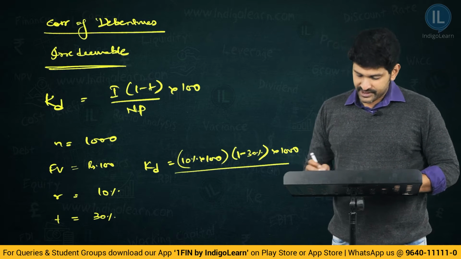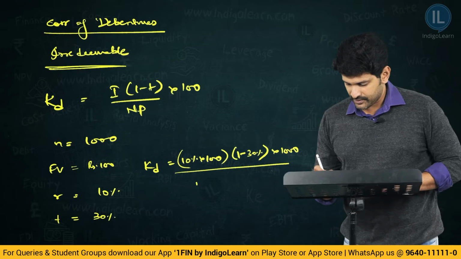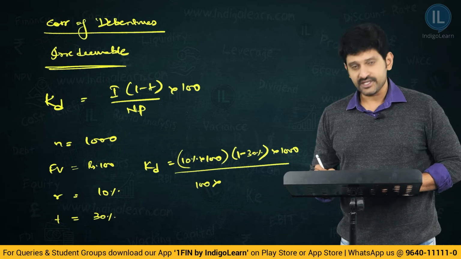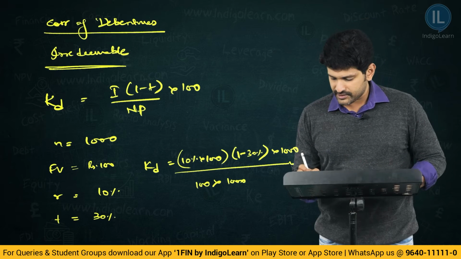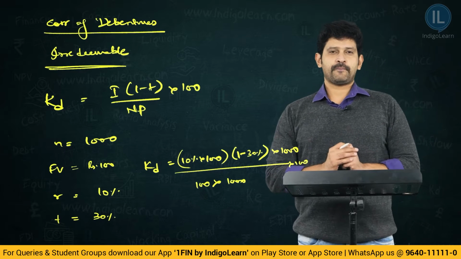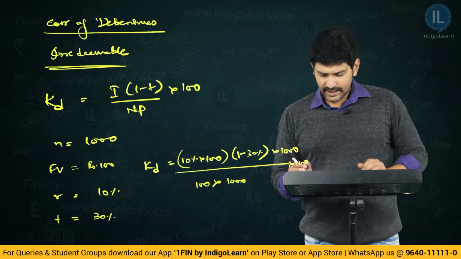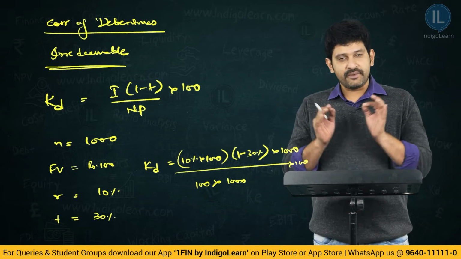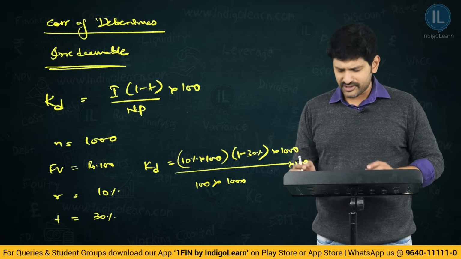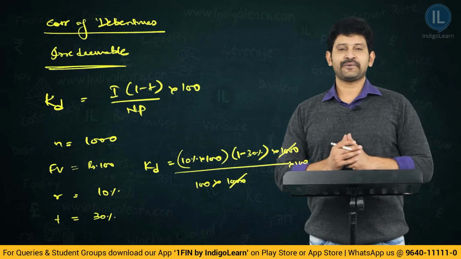Now what is our net proceeds? The face value is 100, and how many debentures totally? 1000, all this into 100. Now whether I write this 1000 or whether I do not write this 1000, will it make a difference for me? Absolutely no, because 1000 gets cancelled.